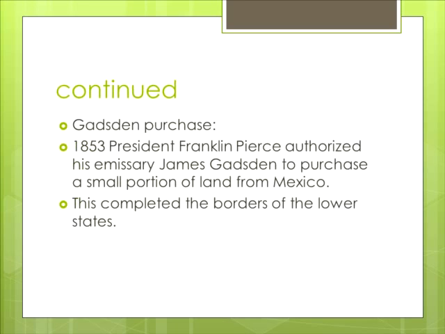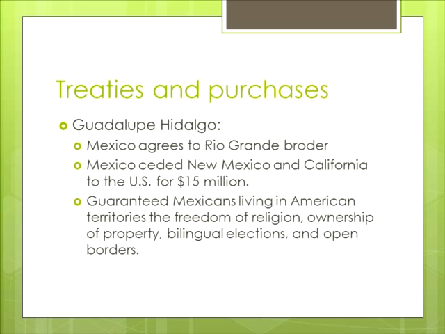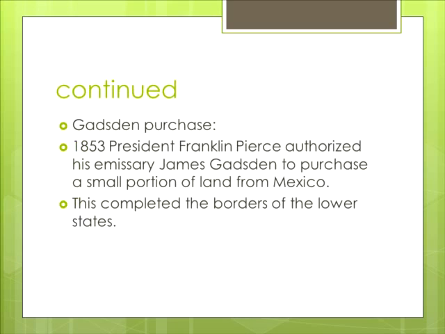Let's move on. The more minor purchase that takes place here is the Gadsden purchase. Basically, it was an emissary from President Franklin Pierce, who purchased a small portion of land from Mexico just a few years after the Guadalupe Hidalgo agreement. This land that was bought completed the southern borders of the United States as they exist today.